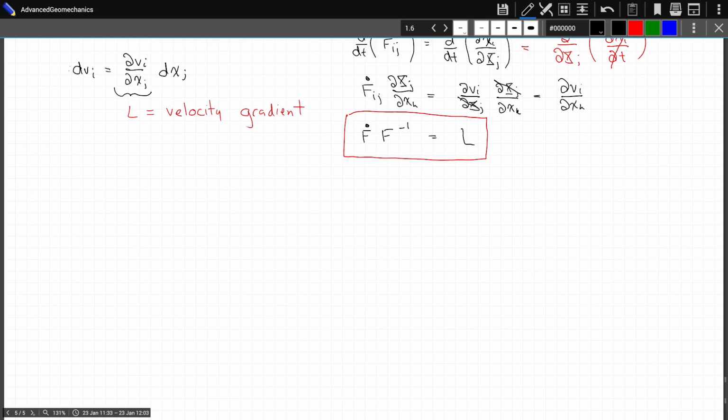We're trying to get strain rates. Remember how we derived strain? We looked at the ds squared minus dS squared, that whole thing, and we did a bunch of manipulations. So basically we're going to start along those same lines.